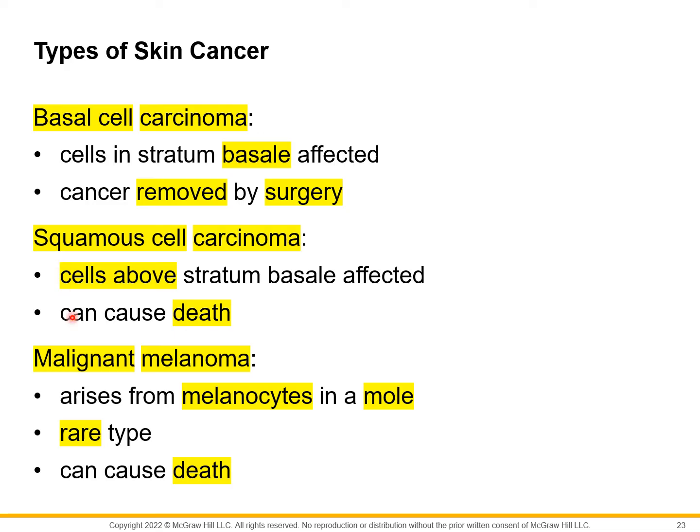Next is malignant melanoma. These ones arise from melanocytes. Okay, so ang main types of cells that are affected by malignant melanoma is yung mga melanocytes, or the cells that are responsible for producing melanin. Okay, malignant melanoma is actually quite rare, but this could be very fatal. So this could lead to death.